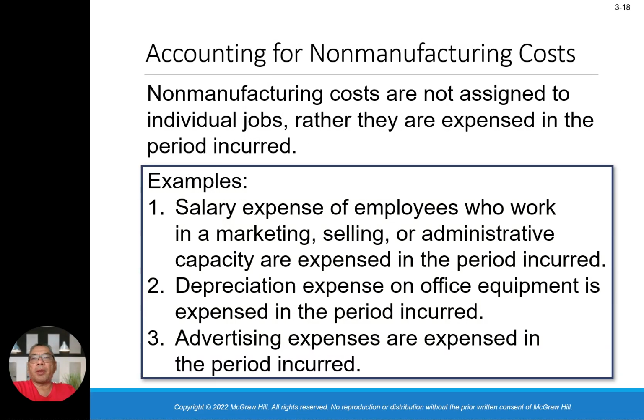Examples of non-manufacturing costs that are not assigned to individual jobs: salary expense of employees who work in marketing and selling are expensed in the period incurred. Depreciation expense on office equipment is expensed in the period incurred, and advertising is expensed in the period incurred. These are examples of non-manufacturing costs that are not assigned to individual jobs but rather expensed in the period incurred.